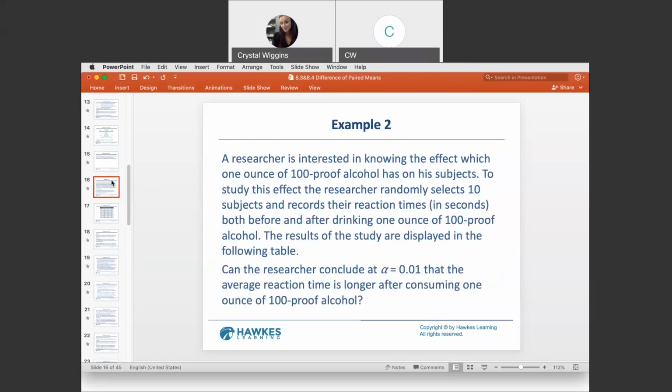Our next example, a researcher is interested in knowing the effect which 1 ounce of 100 proof alcohol has on its subjects. To study the effect, the researcher randomly selects 10 subjects and records their reaction times in seconds before and after drinking 1 ounce of 100 proof alcohol. The results of the study are displayed in the next slide. We want to answer the question, can the researcher conclude at a 0.01 alpha level that the average reaction time is no longer after consuming the alcohol than before?